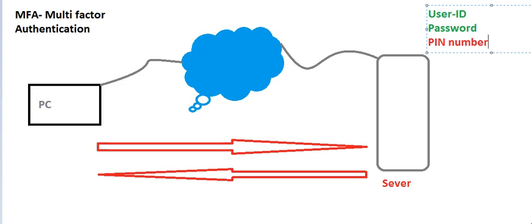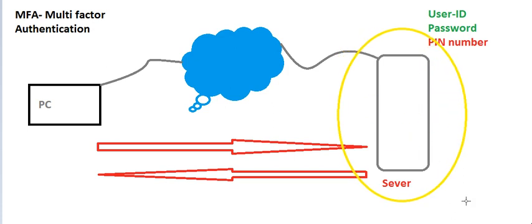So the mechanism working on this server will not just check the ID and password before the login, but it will also check that login should require a mandatory PIN, which should always be provided by the user or somebody who is trying to log in. So on this server we will require a PIN number along with user ID and password to log in.